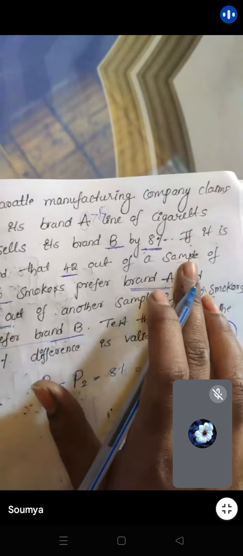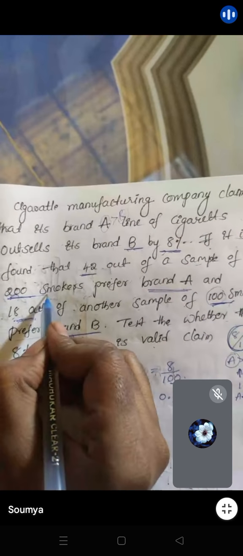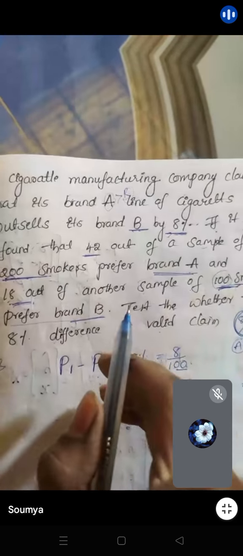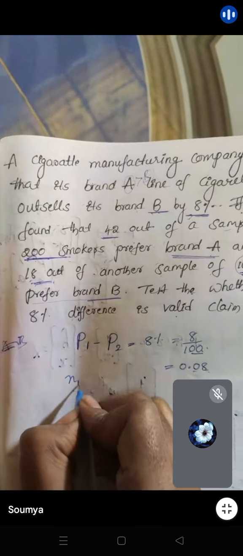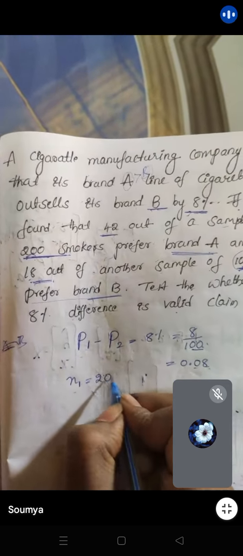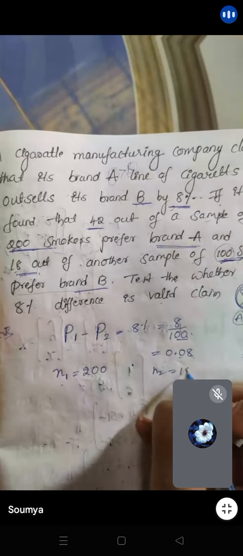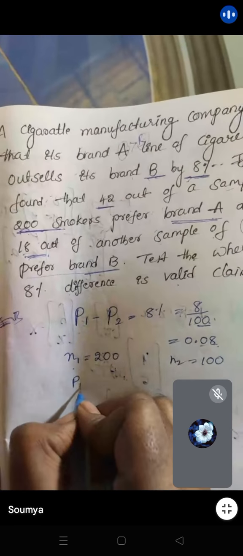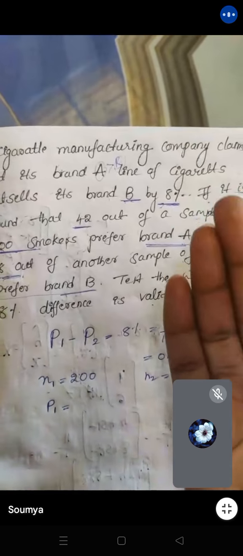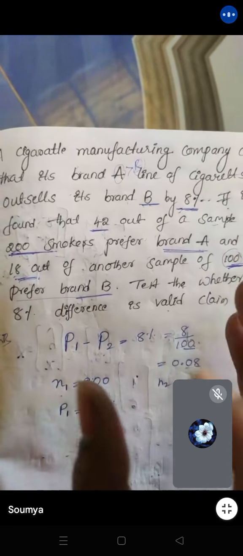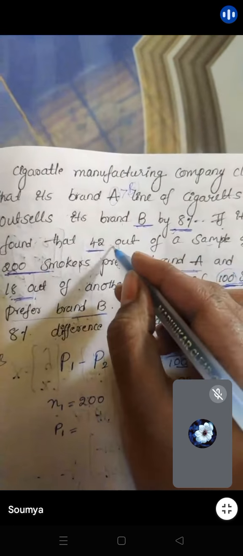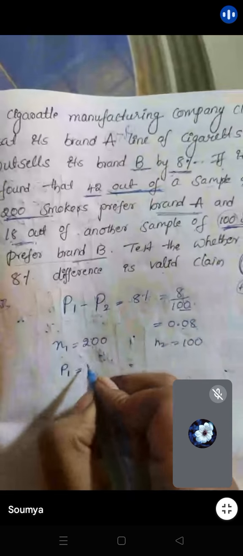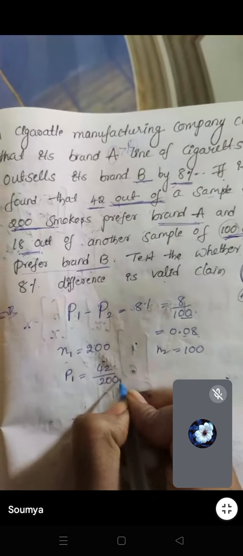Now here, how many samples? 200 smokers, one sample, 100 smokers, another sample. So we have two samples. First one is 200, second one is 100 smokers. Next, what is small p1? Here, why am I going for proportions? Because of the phrase out of something, you will go for proportion. Remember that. So 42 by 200.